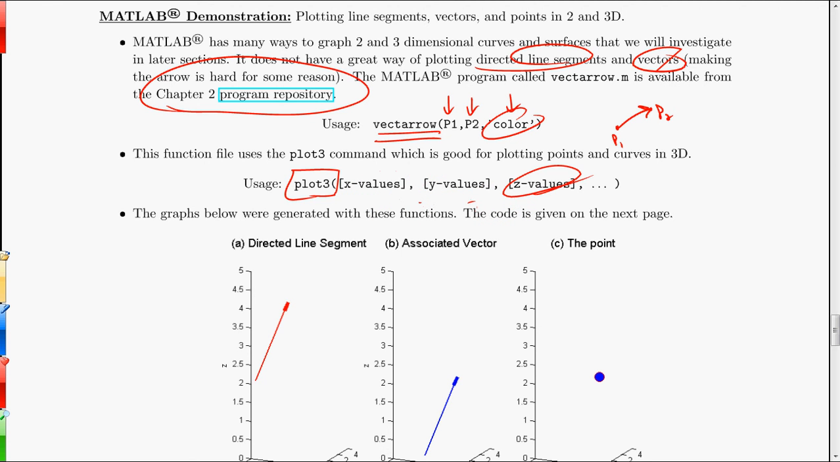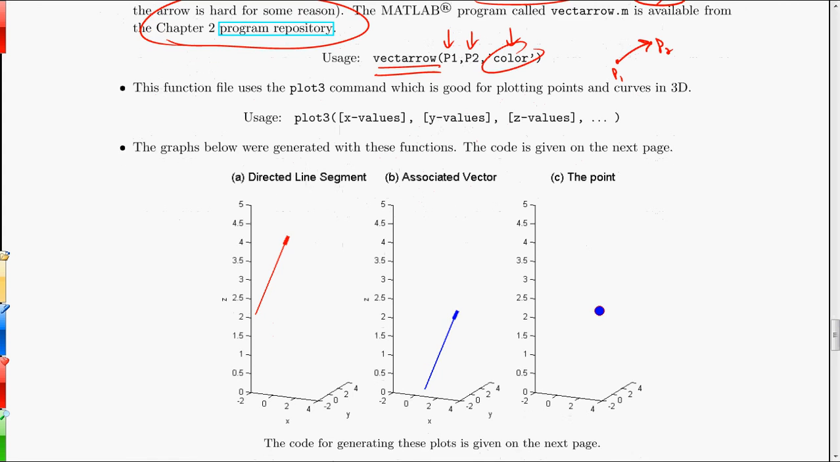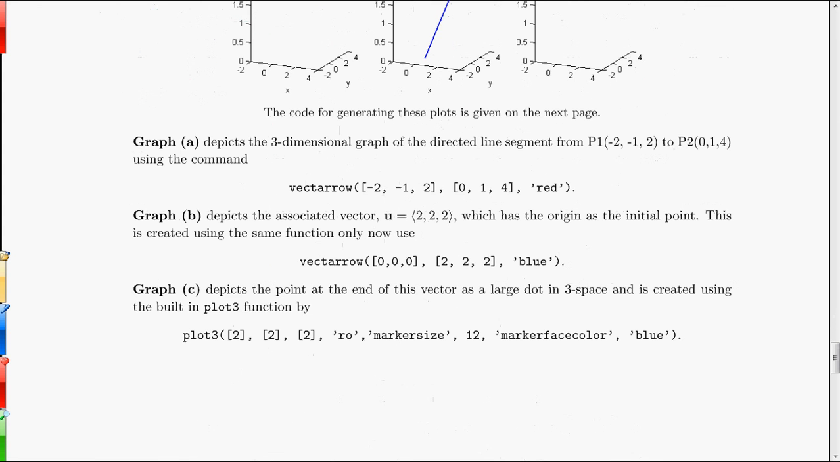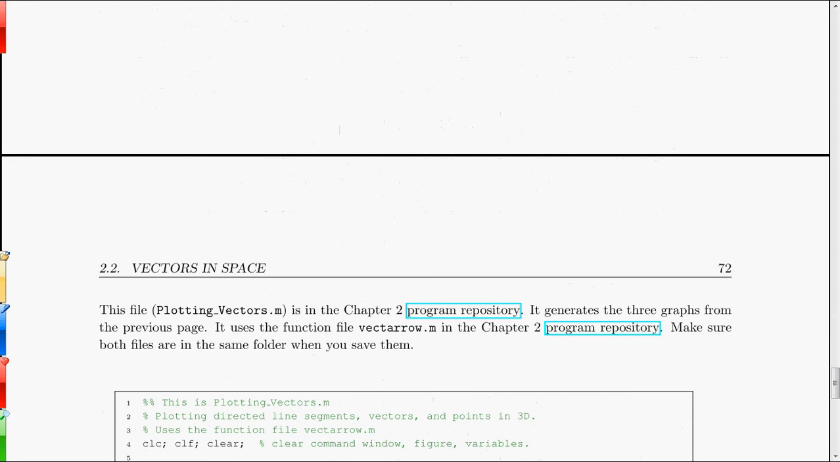So just remember, you have to put your x values in, comma, y values, z values, and these are actually vectors in a MATLAB sense. They have square brackets. It's a matrix, really, a one-dimensional matrix. By the way, there's a function file in the program repository called plotting vectors. You should probably open it and run it and play around with it.